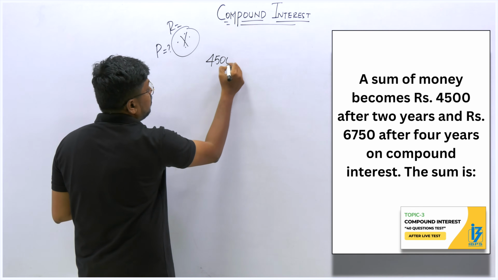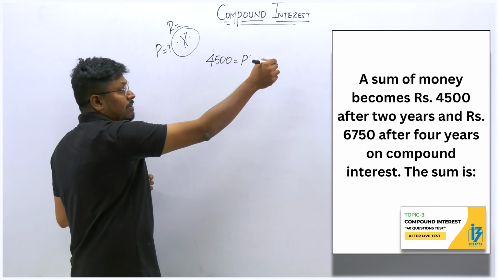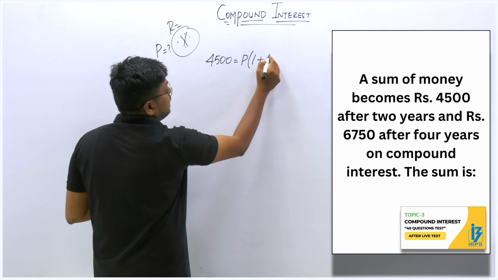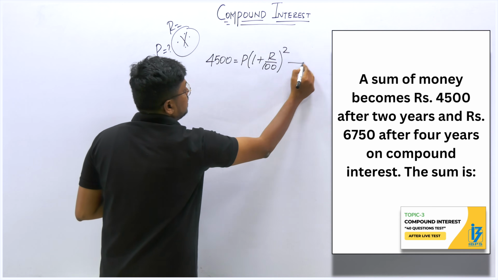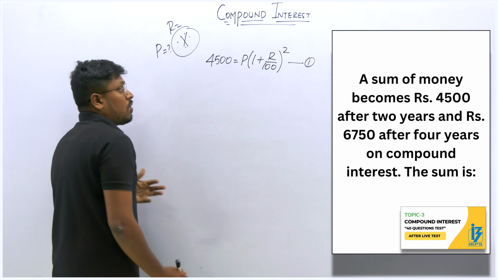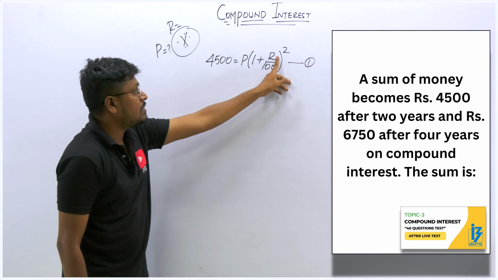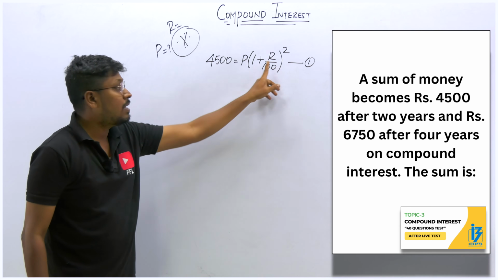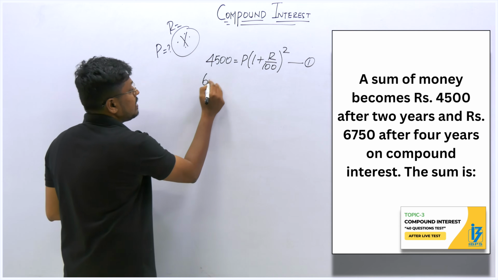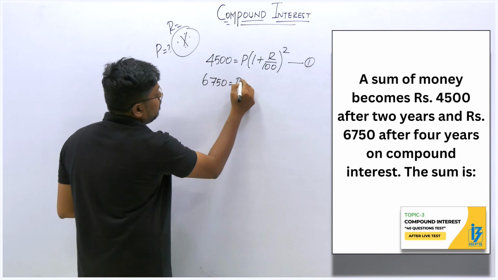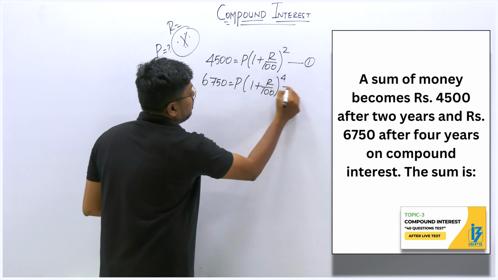So we know the total amount formula, A equals P into 1 plus R by 100 power n. So P into 1 plus R by 100 power n. That is for 2 years. This will be the first equation. So according to the question, we don't know two values. One is the rate of interest, which is unknown, as well as the principal, which is unknown. So these two values here are unknown. Similarly, the next part, 6,750 is equal to P into 1 plus R by 100 power n. That is for 4 years.